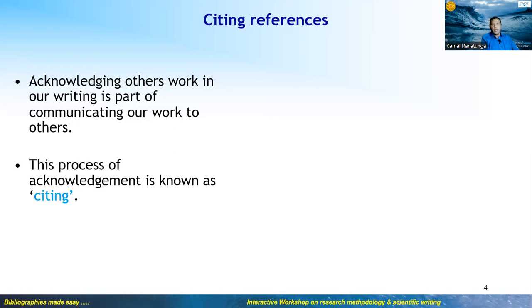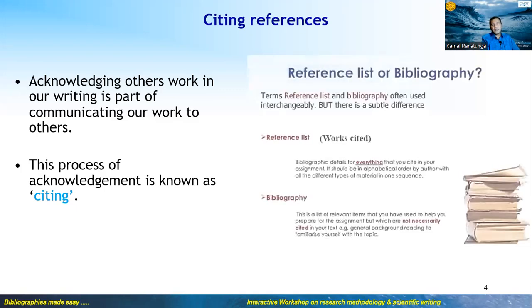So why do we need citing? That is the most important thing. Acknowledging others' work in our writing is very important, especially in scholarly work. We all are scholars, so we need to acknowledge the others' work, right? And when you are communicating to others, this process of acknowledging others' ideas in particular is actually the citing, right?